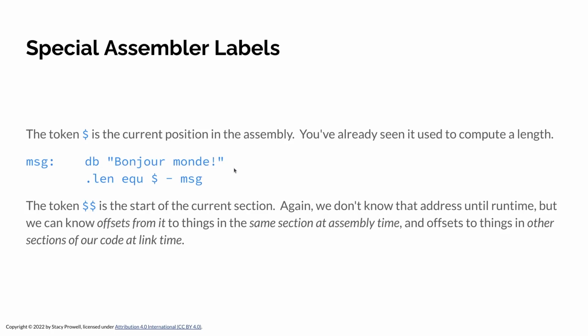Now the assembler doesn't know the address following it, and it doesn't know the address of message, but it does know the difference between the two, and so we're able to make that work. Are there other tokens like $? Yes. $$, for example, is the start of the current section. Now we don't know that address until runtime, but we can know offsets from the start of the section to other things in the same section at assembly time, and to other things in other sections at link time.